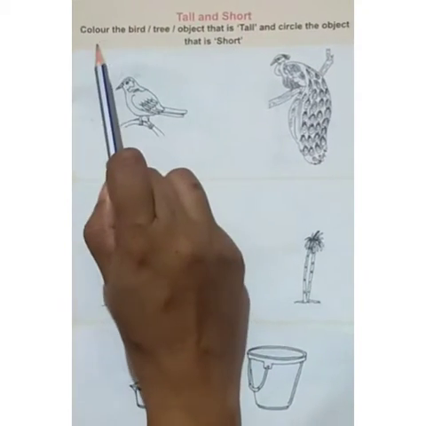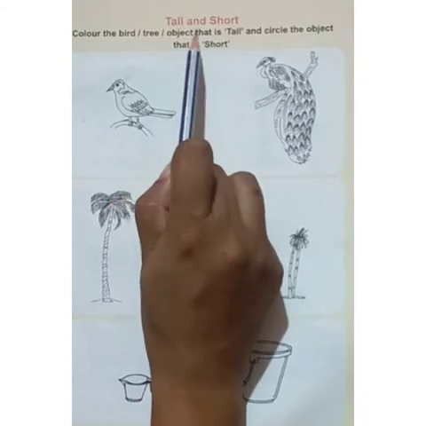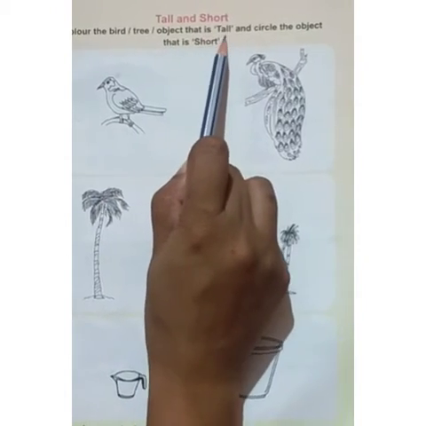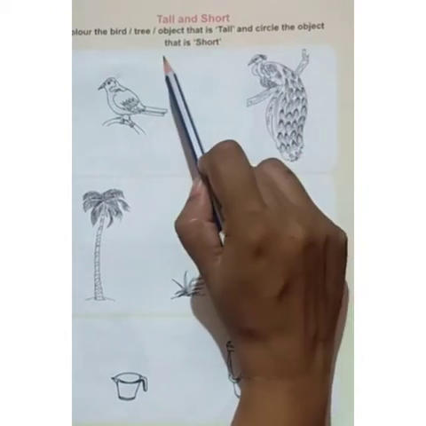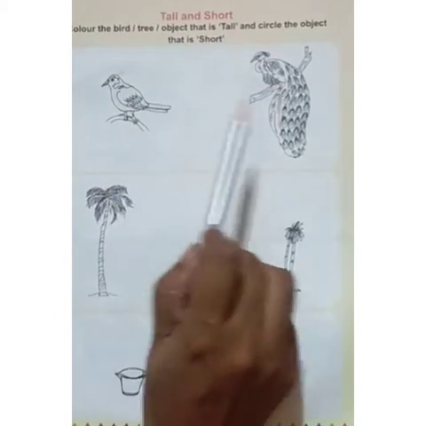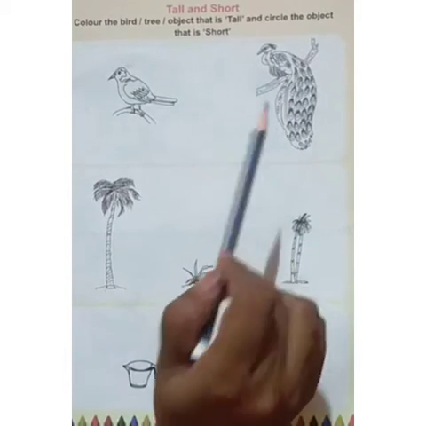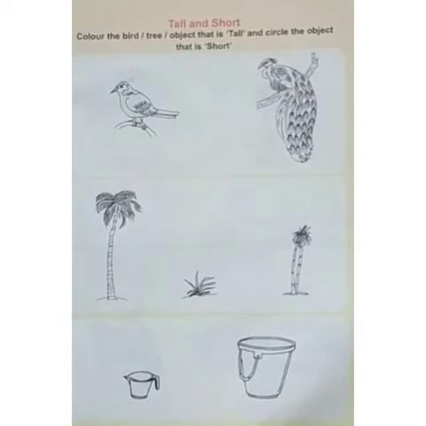Tall and short. Color the bird and tree object that is tall and circle the object that is short. Here are two birds, sparrow and peacock. Which is tall here? Peacock is tall. Let us color now.